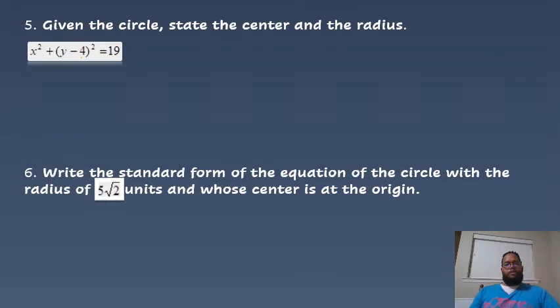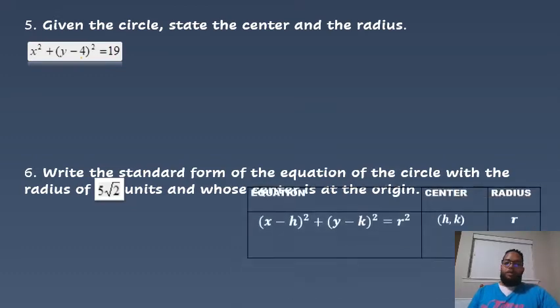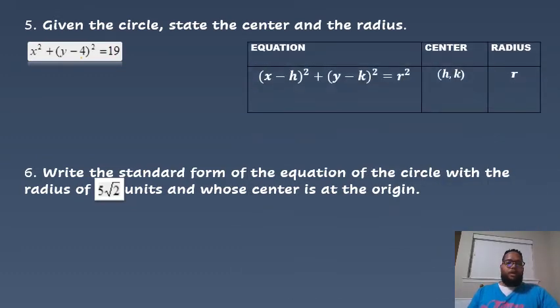All right, here's number 5. Now, in number 5, they don't want us to graph it, so it's a little bit less work. So I'll put the equation up for you, and you go ahead and try it on your own. Ready, set, pause.